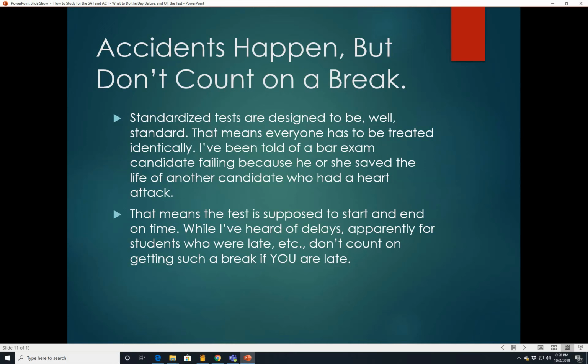While I've heard of delays, apparently, for students who are late, some of my students complained about it. God, we were delayed forever, and among other unprofessional things that these proctors did. Just don't count on getting such a break if you are late. Because, again, they have to treat everybody the same way, even if that means treating everyone equally badly.